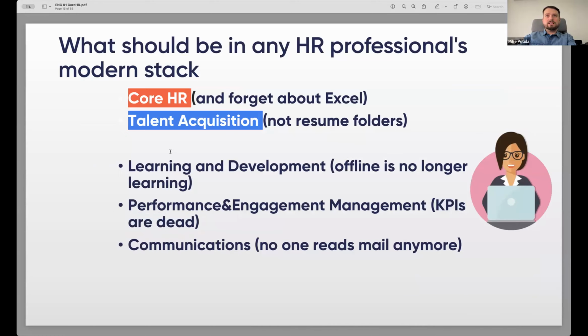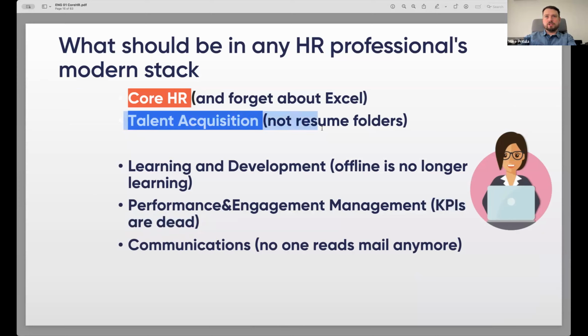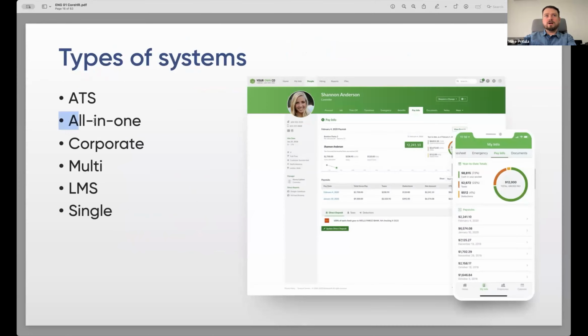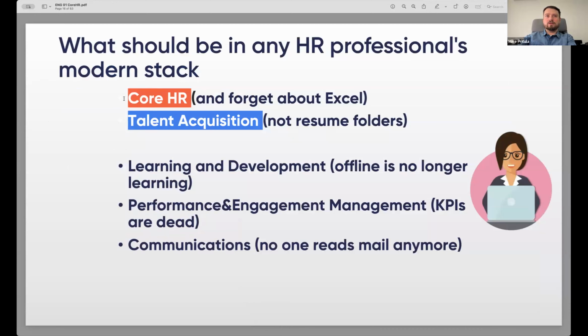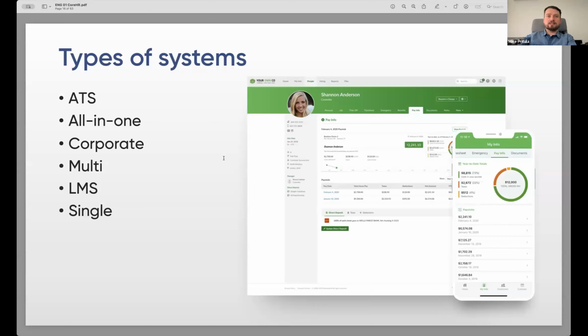Talking about functions and systems, there are several types of these systems. First, it's ATS, applicant tracking systems, which are for talent acquisition. Then, all-in-one that could cover core HR plus all of this. We will consider it in detail later today. Then we have corporate systems. They have a little bit of difference. Then we have multifunctional systems, learning management systems, and single systems with just a single feature.